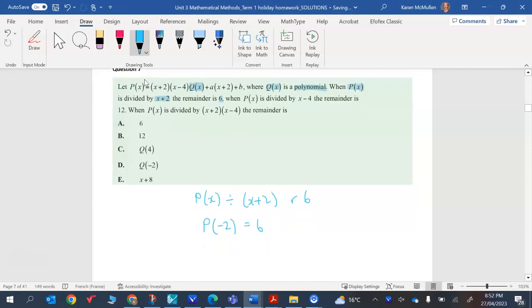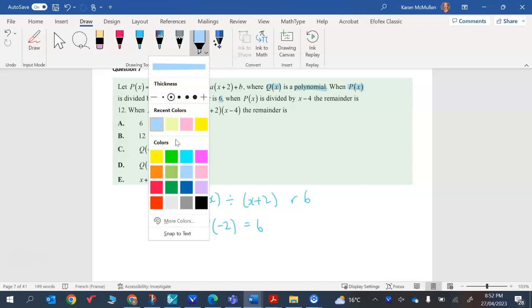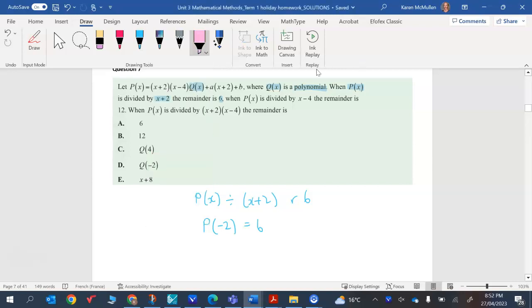Now, we can use the second bit of information. Let's do it in a different colour because we're going to be doing a few things here. When p of x is divided by x minus 4, the remainder is 12. So let's write that in pink. So basically p of 4 is equal to 12.